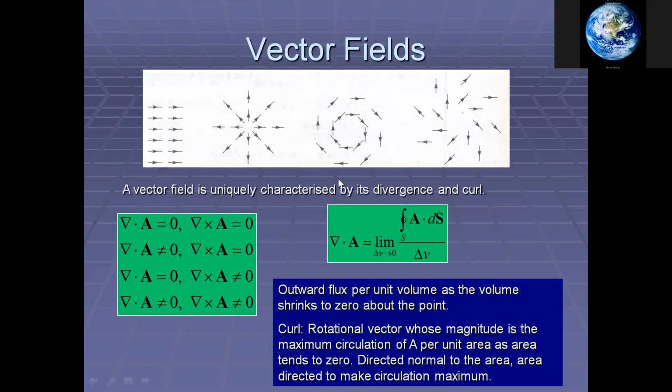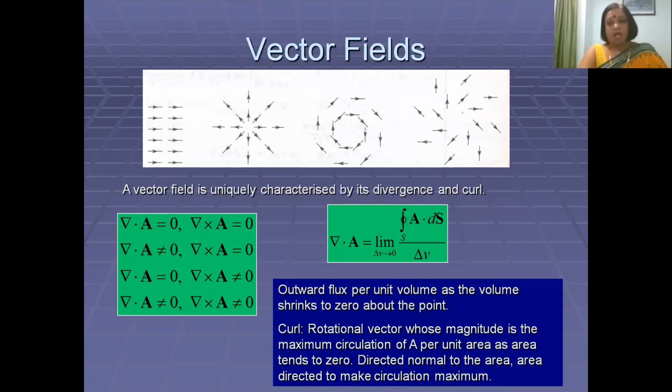Okay, so let me talk a little bit about vector fields in general terms. Again, this is something that you have done in your UG, but let's go through it once more. So any vector fields, you have scalar fields and vector fields. Scalar field is your electrostatic field, let's say. But any scalar fields or any vector fields can be uniquely defined by its divergence and curl.